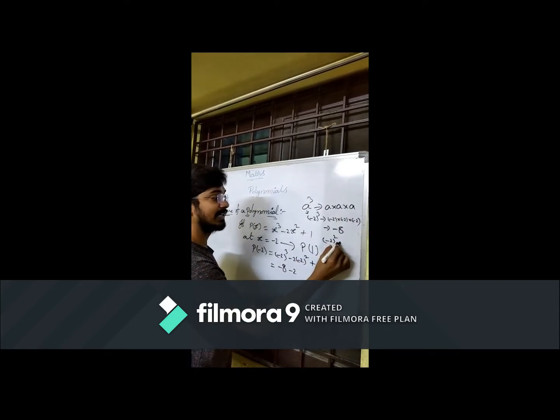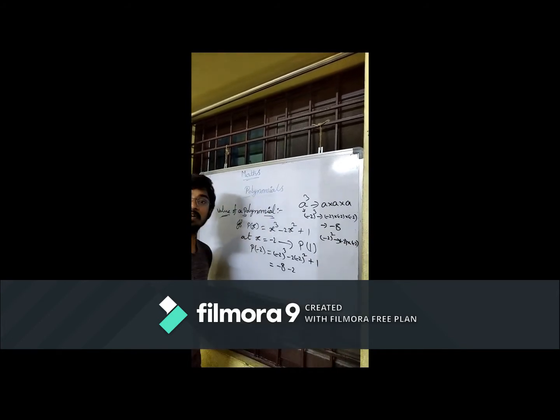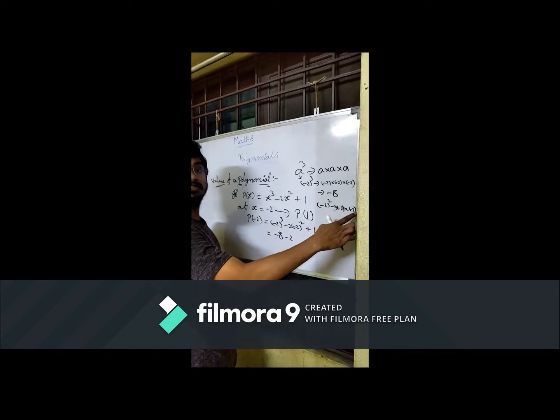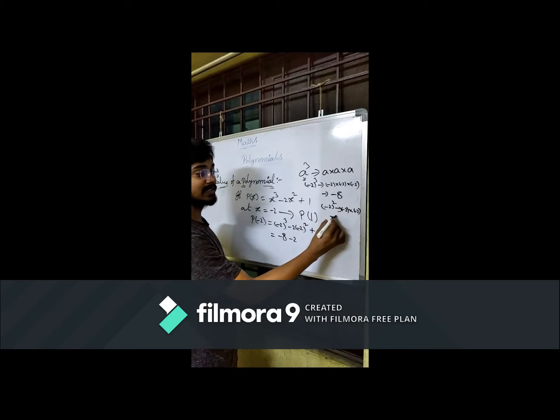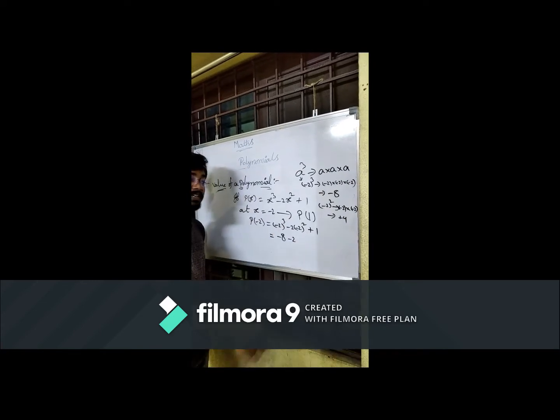(-2)^2 can be written as -2 into -2. Minus into minus is plus, 2 into 2 is 4. So (-2)^2 value is plus 4.